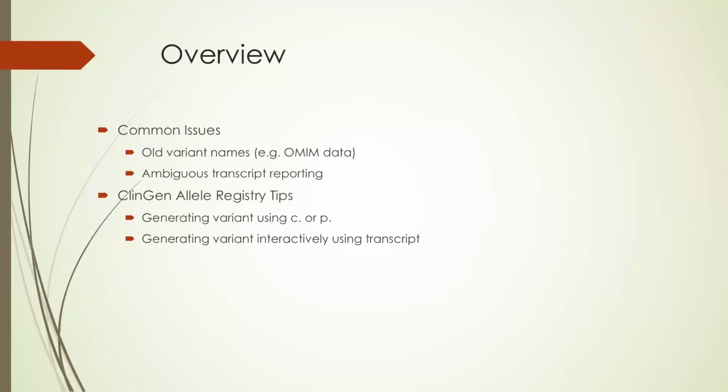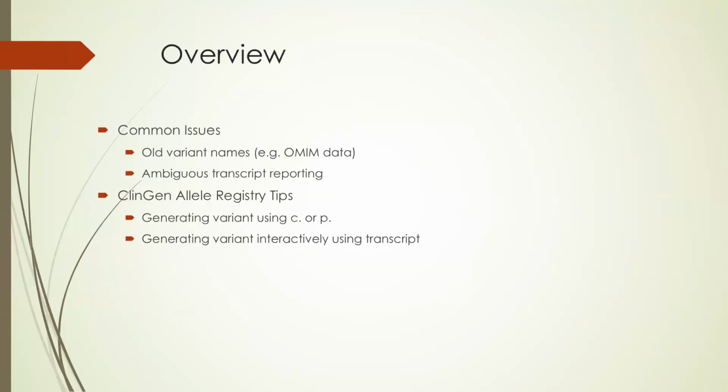So one of the common issues, as I mentioned, is that a lot of these variants are from older submissions or publications, and I've actually been doing a project looking at a lot of the data in OMIM that's been submitted earlier on, and so they don't have a transcript associated with them, or they don't have the correct cDNA associated with them.